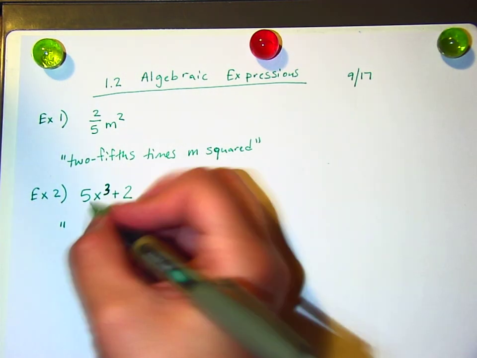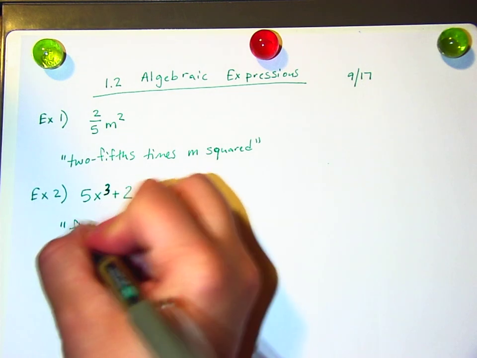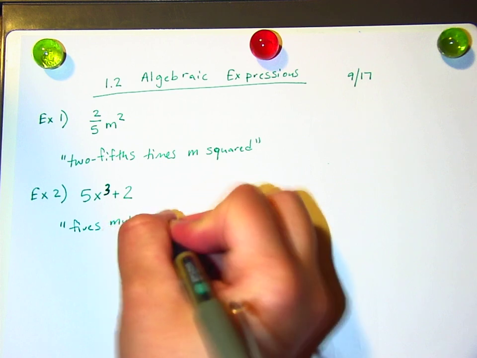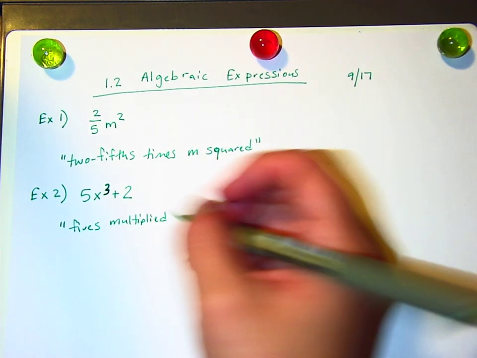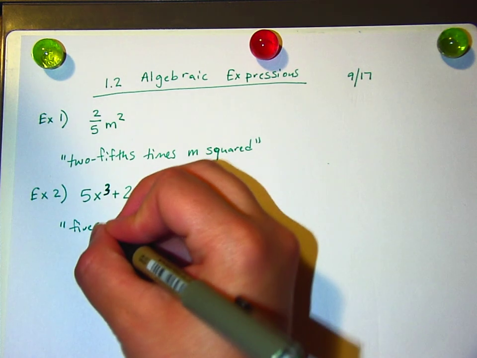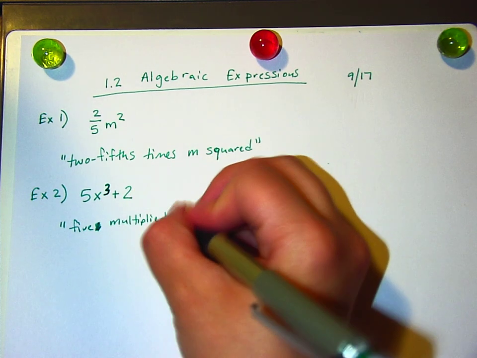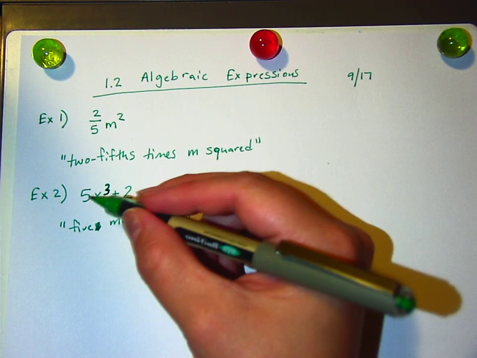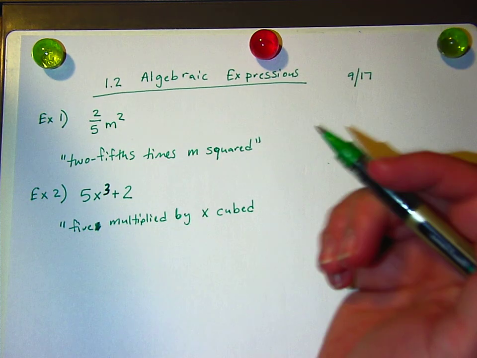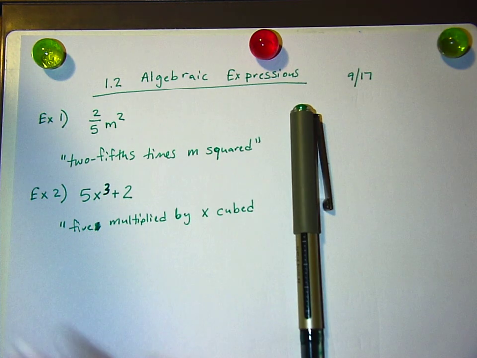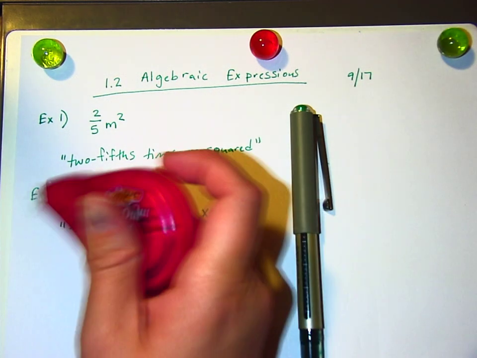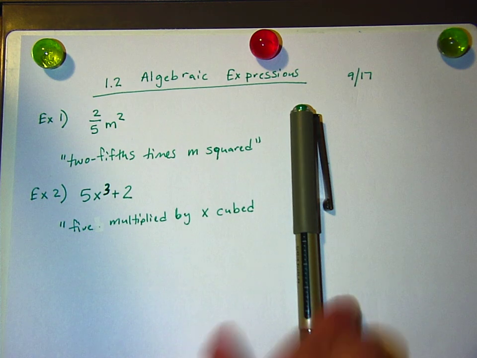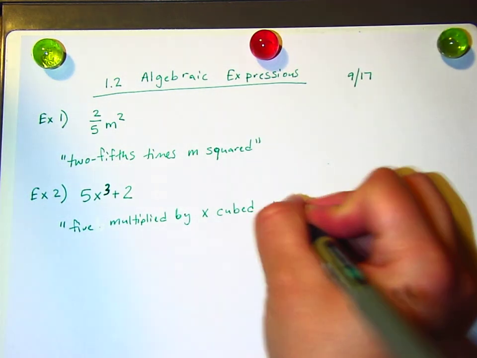All right, I'm assuming you did. So this would be 5 multiplied by, or times, or you could say the product of 5 and x cubed. If something is to the third power, it is called cubed. You could have said x to the third power too, which would also have been fine. Erase that. That's going to drive me nuts to know that I messed that up. Okay. So 5 multiplied by x cubed plus 2.